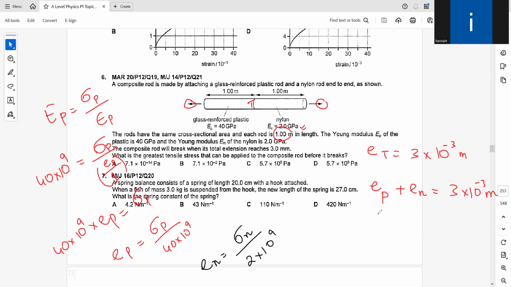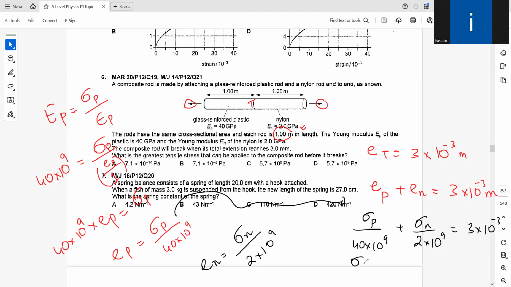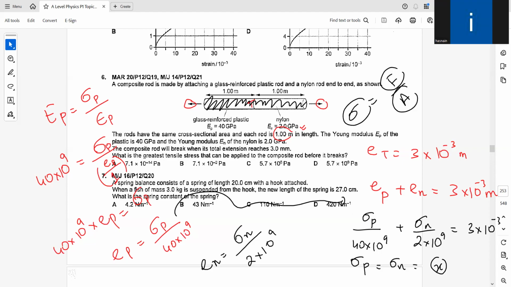So let's substitute these values here. If you plug in these values, we are going to have sigma P over 40 exponent 9 and sigma n over 2 exponent 9 equals 3 exponent minus 3. Let's replace them with x because that's what we are working for. This complete rod is subjected to the same tensile force, and stress is force per unit area. They're subjected to the same force and have the same area, right? So they're going to have the same stress, so we can just substitute it as an x.